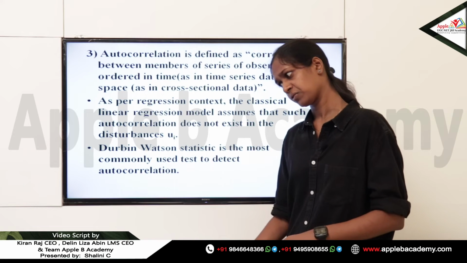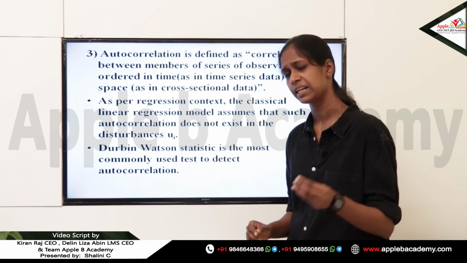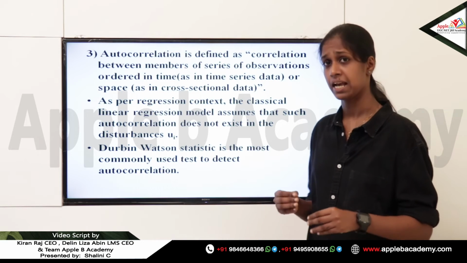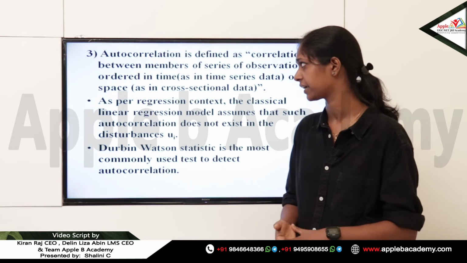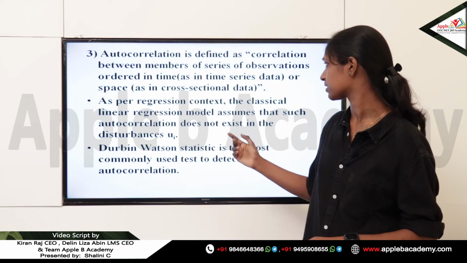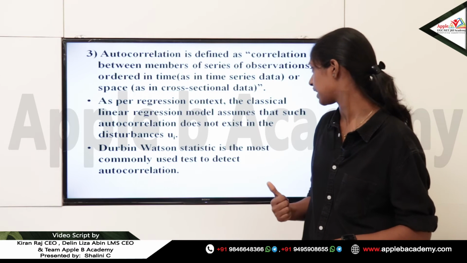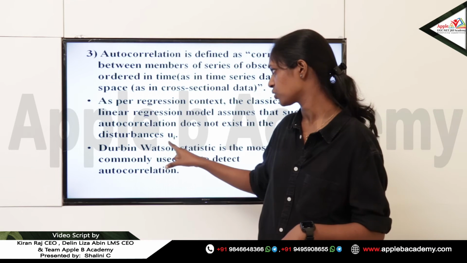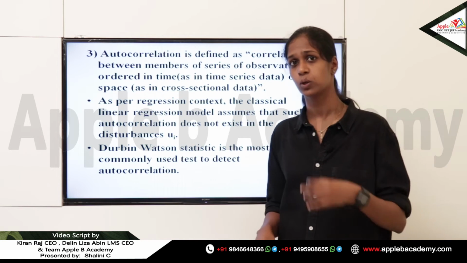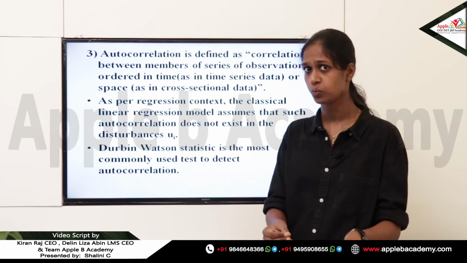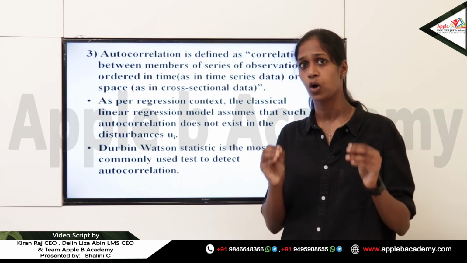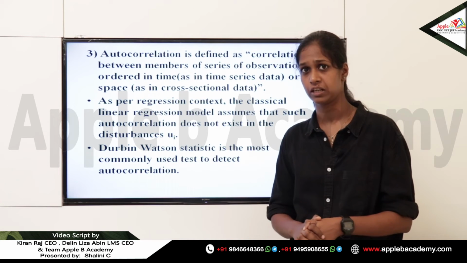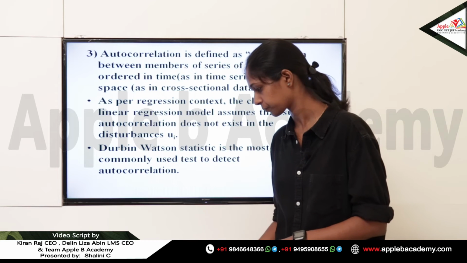The next option, option 3, was autocorrelation. Autocorrelation is basically the correlation between members of a series of observations ordered in time, as in time series data, or in space, as in cross-sectional data. In the regression context, the classical linear regression model assumes that no such autocorrelation exists between the disturbances or error terms ui. So if you want to check for autocorrelation, which test do we use? The most prominent test used for autocorrelation is the Durbin-Watson statistic. It is the most commonly used test for autocorrelation, and not the bootstrapping technique.